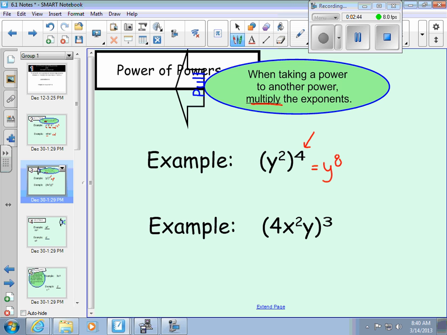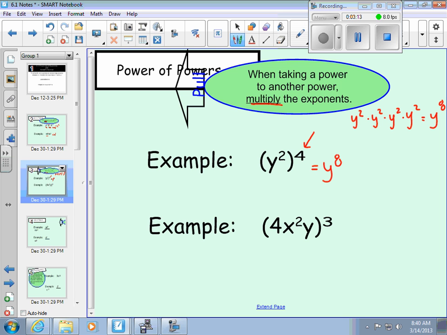Now, again, why does it mean that? Why do you get that? Think about if you have something to the 4th power. That means you're multiplying 4 of the same things. So if we have y squared, y squared, y squared, y squared, 4 of them, that's what it means to have something to the 4th power. If we just use the last rule we had and add these up, you get the same thing, y to the 8th power. So that's why it turns into multiplying when you have power to a power.